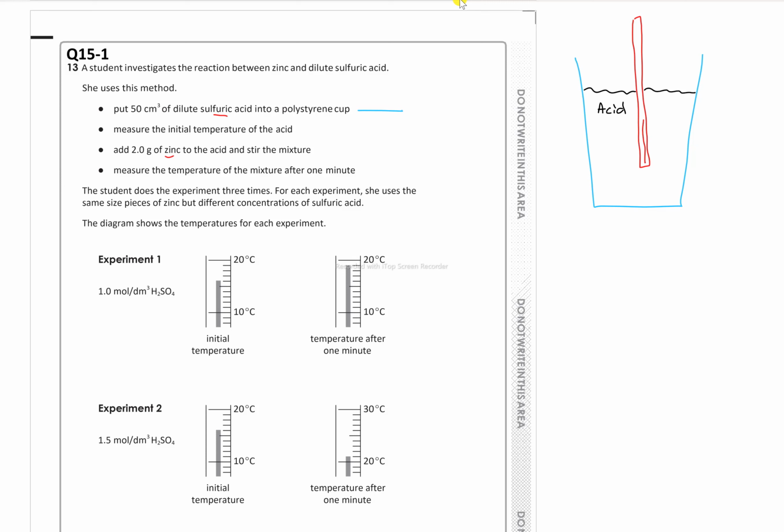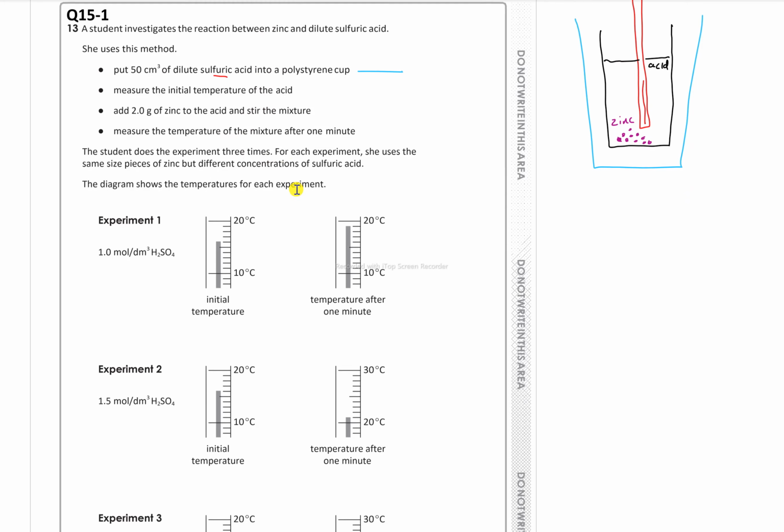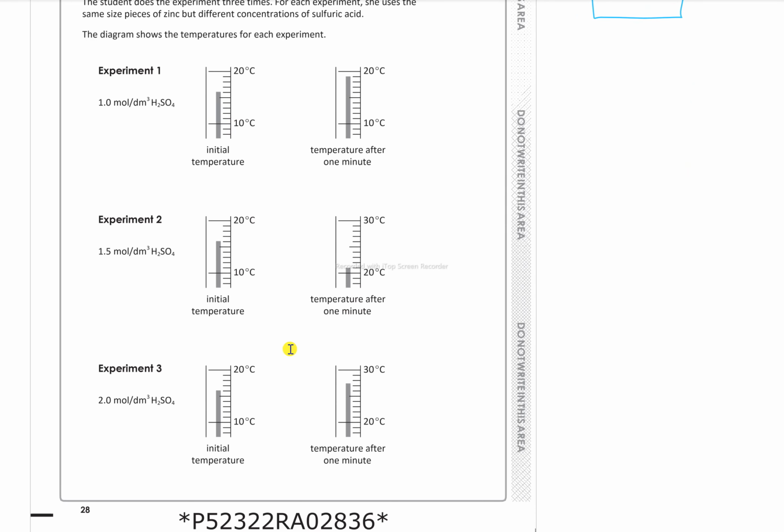Right, okay, let's just redo that because it might cause a bit of confusion. Right, I've got a beaker here. I've got acid in there. And I'm going to pour in some metal or zinc, that's what I'm doing. Then I'm going to stir it and measure the temperature. We do it 3 times. Experiment 1, 2, 3. So these are your results here.